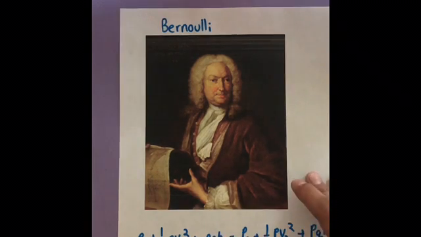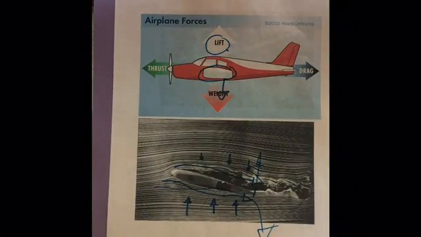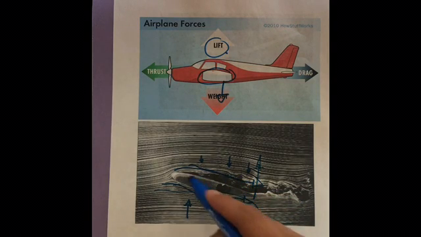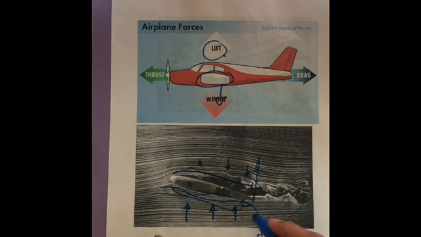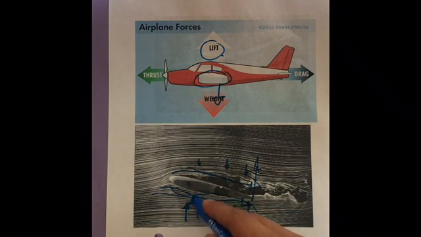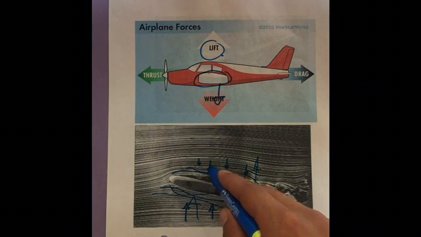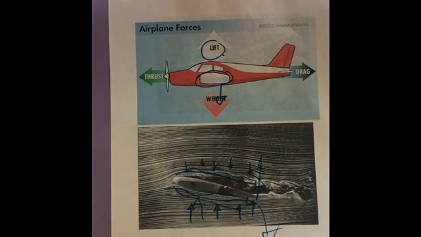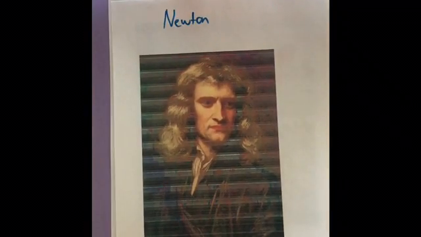So what this means is, because air flows faster on top of a wing compared to the bottom of the wing, there's a higher pressure below the wing than on the top of the wing. So this creates lift. The other reason why lift is created is because of Newton's third law.